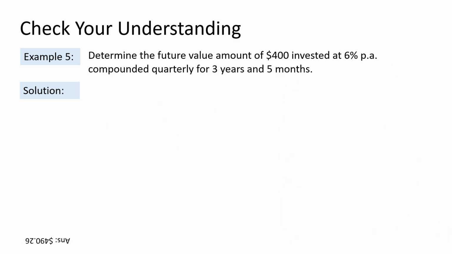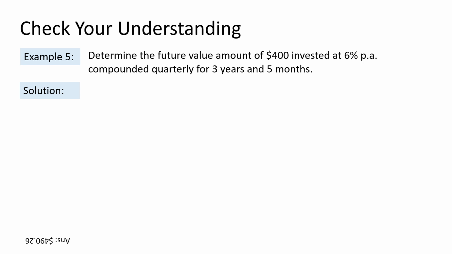So let's look at a second example. Again, just trying to reinforce these concepts for you. Determine the future value amount of $400 invested at 6% per annum, compounded quarterly for 3 years and 5 months.